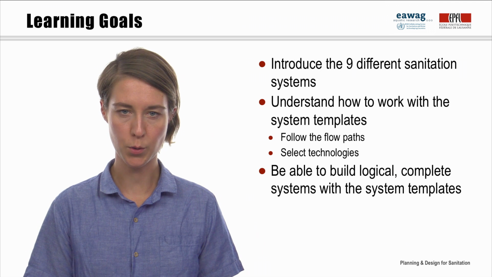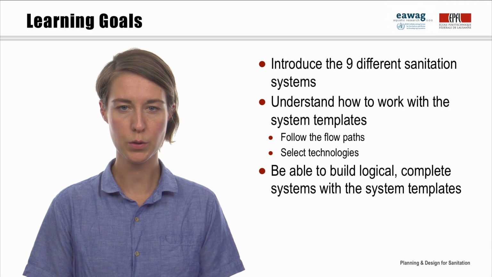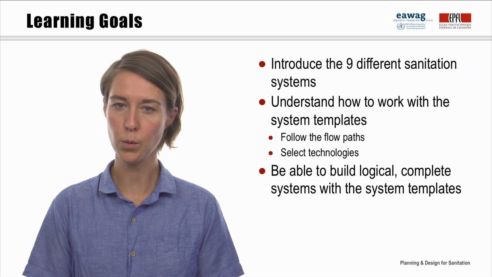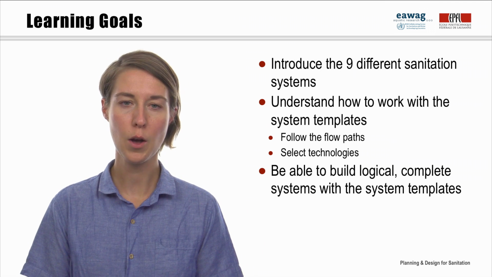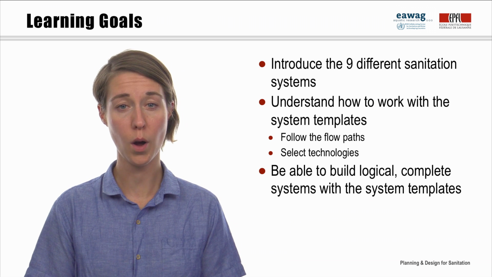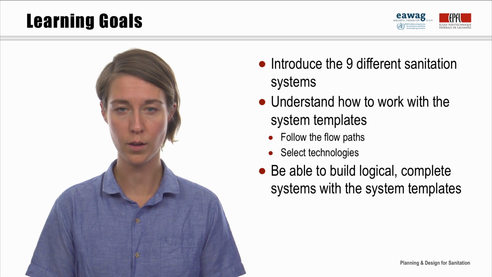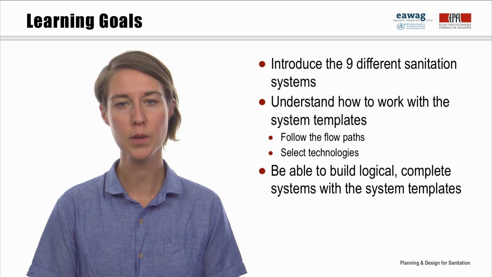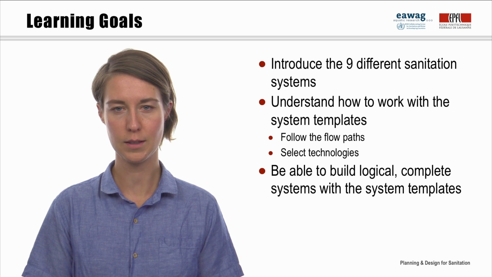The goals of this module are to first introduce what a sanitation template is, second, to understand how to work with the sanitation template by following the flow paths of each product and then selecting each technology for each functional group, and finally, to be able to build a complete logical sanitation system.